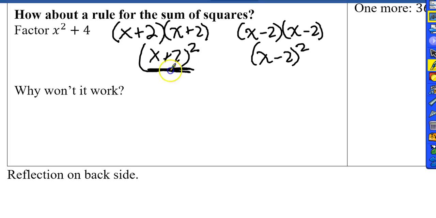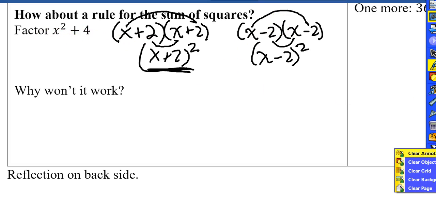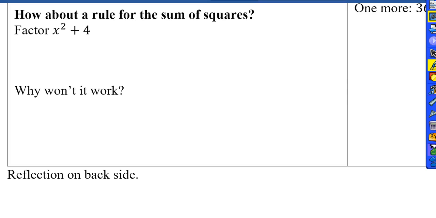Isn't this a perfect square? But won't it get a middle term? 2x plus 2x is 4x, but this doesn't have a 4x in it. Or if I go this way, negative 2x, negative 4x, well, this doesn't have a negative 4x in it. So you will be tested on understanding that. You cannot factor the sum of perfect squares. Typically, they will be prime. If we were to try to graph them, they would be imaginary. We wouldn't be able to graph them.